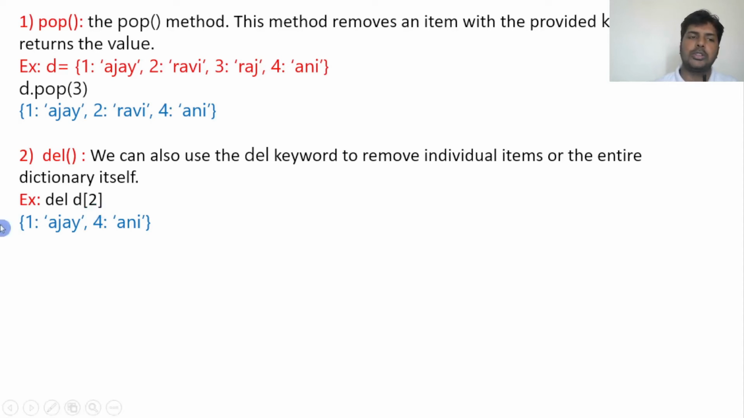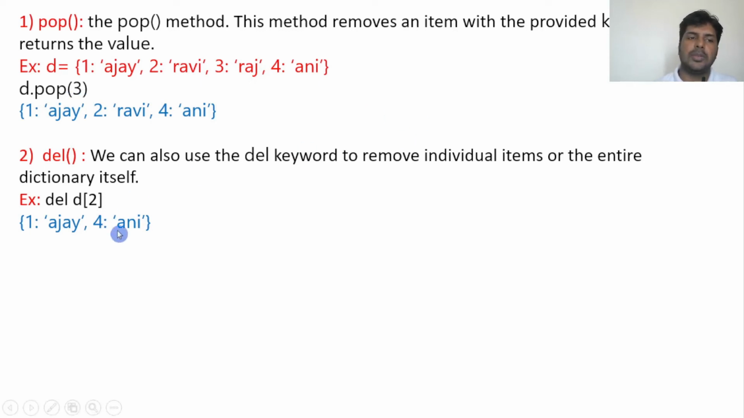Now I'll say del d[2]. Okay, so 2 is there, right? So it will remove the 2 Ravi, and you can see the output. This is the output. So now pop has removed the third key, and del has removed the second key. So with the help of del, we can remove an individual element, or we can also remove the whole dictionary.